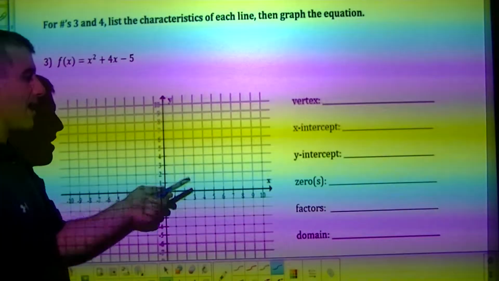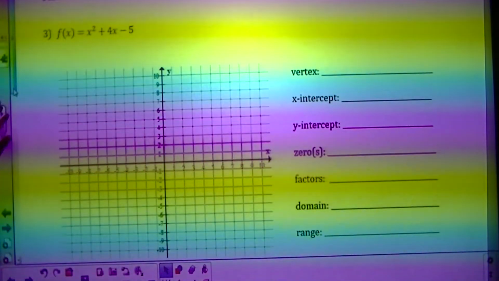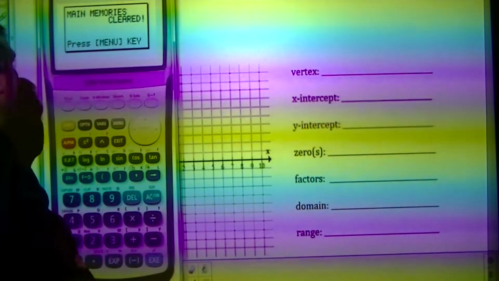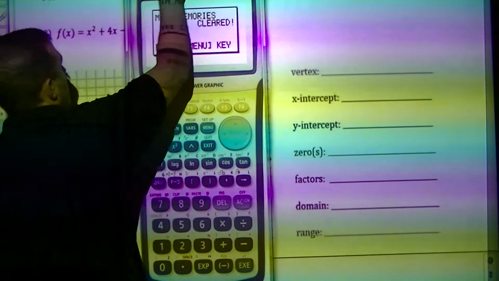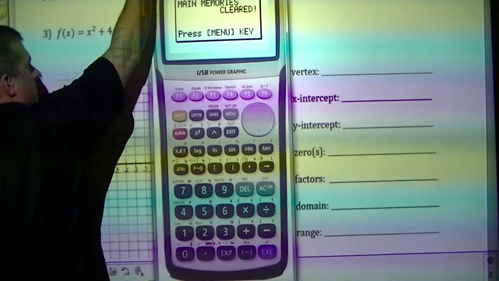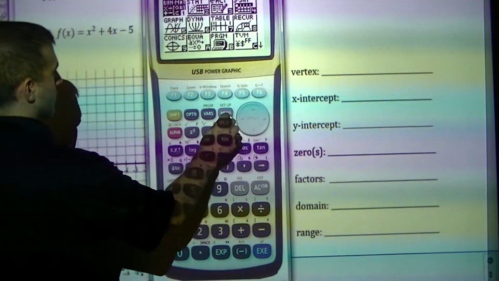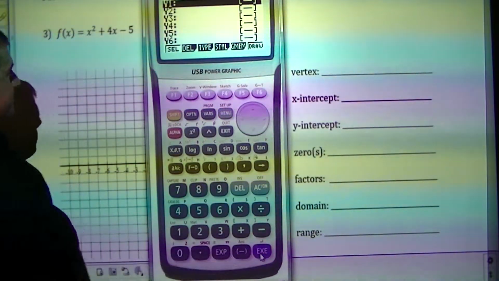Now, these don't have graphs. So what you have to do is you have to use your calculator, okay, to get your answer. Okay? So what I want to do, see if I can balance that. Maybe over just a little bit so you can see all three. Okay, here we go. All right, so I go to menu. All right, I'm going to go into graph.